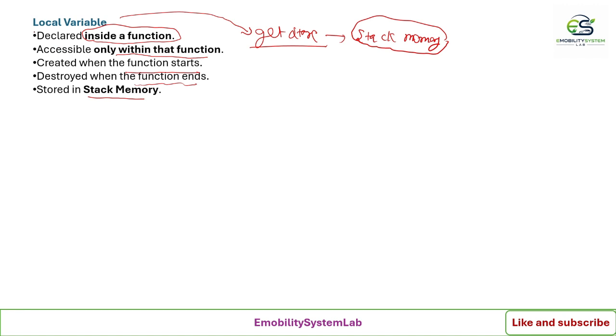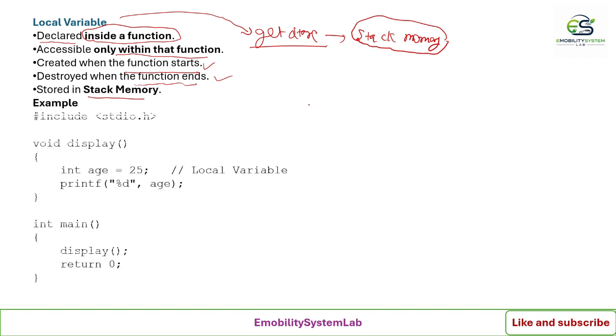Basically, these are five important points of local variables. First, a local variable is declared inside the function, and accessible within that function. It is created when the function starts, and it gets destroyed when the function ends. And last, we discussed that the local variable is stored in stack memory. Now we see an example. We see a code basically.